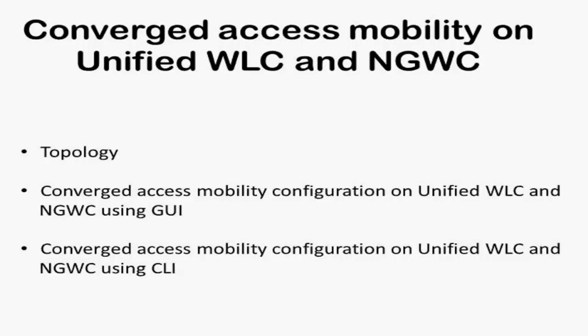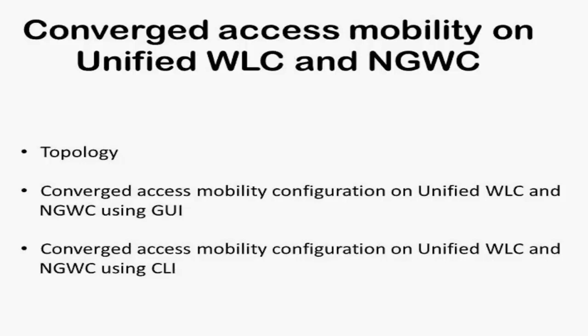For your note, unified wireless LAN controllers support both old mobility architecture as well as new mobility architecture, and by default old mobility architecture is enabled. Next generation wiring closet controllers only support converged access mobility architecture. So to support seamless roaming between next generation wiring closet as well as unified wireless LAN controllers, we need to enable new mobility architecture on the unified side.